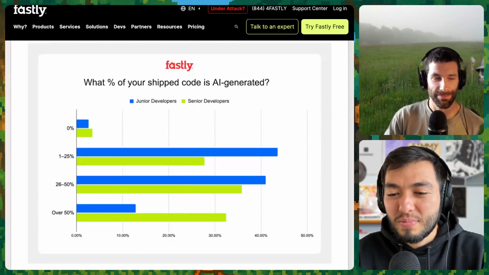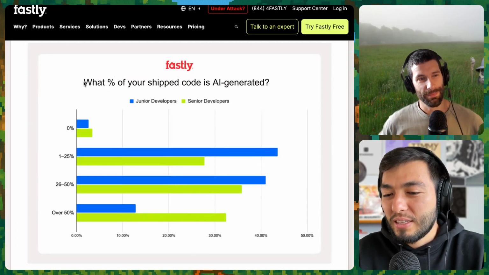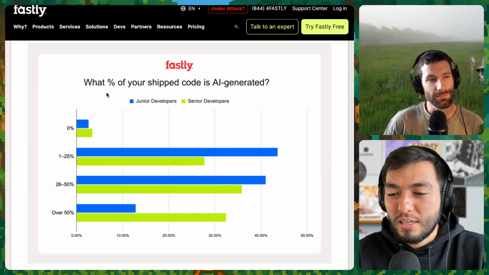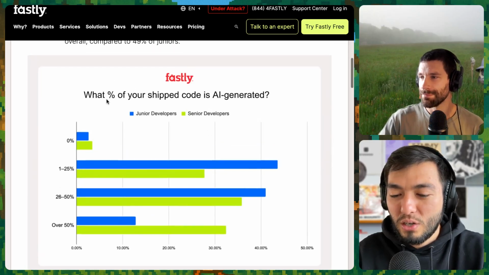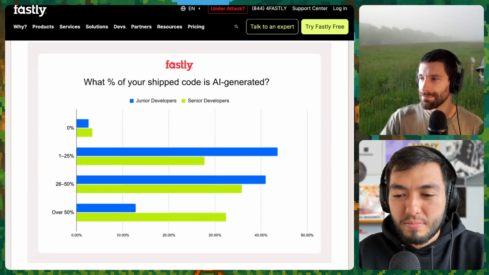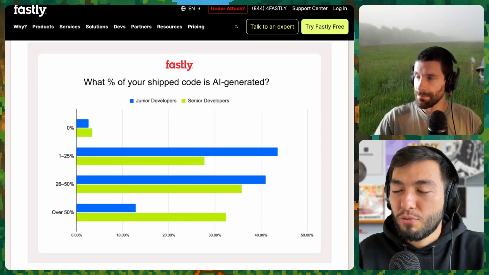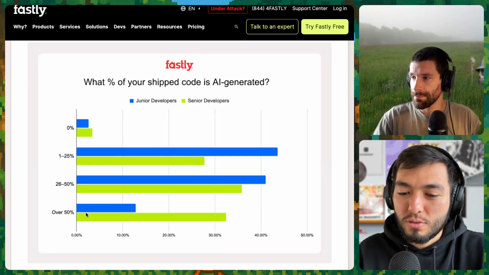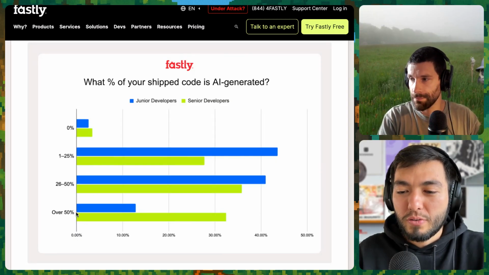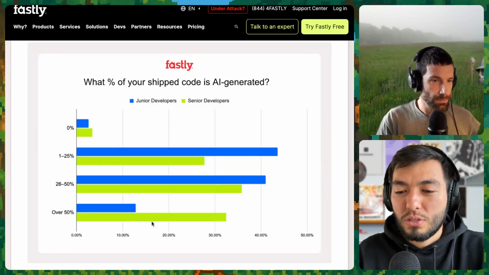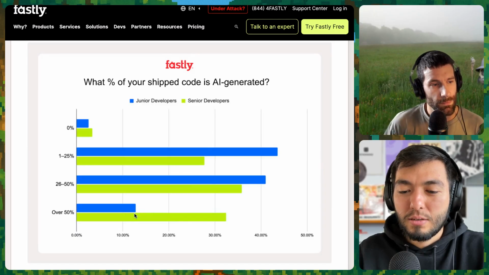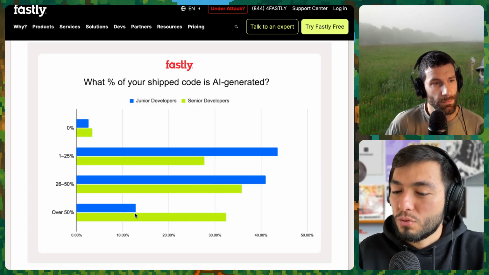But one thing that they broke down, I think that's the most interesting image that I saw. Actually, this was shared by a colleague as well. It's basically senior developers that get the most bang for the buck when they use AI generated code, right? So you see here, over 50% of the code being AI generated. If you look at that, it's over 30% for senior developers and a bit over 10% for junior developers.